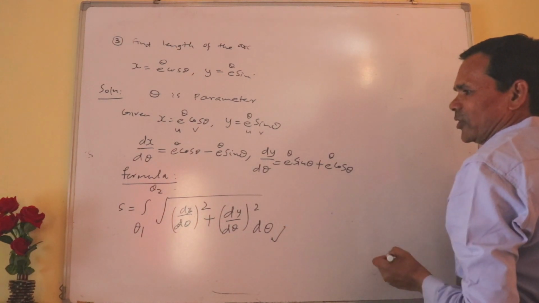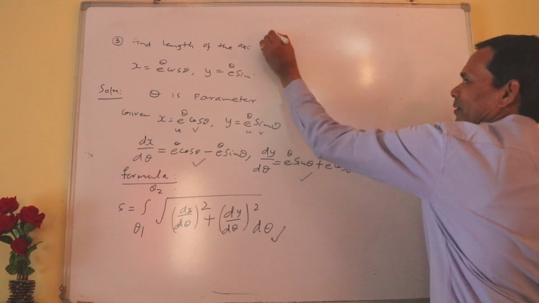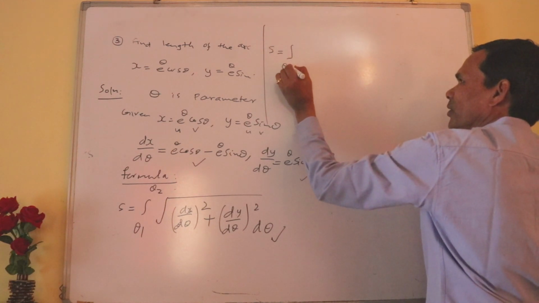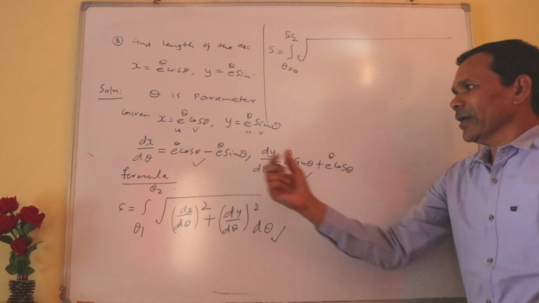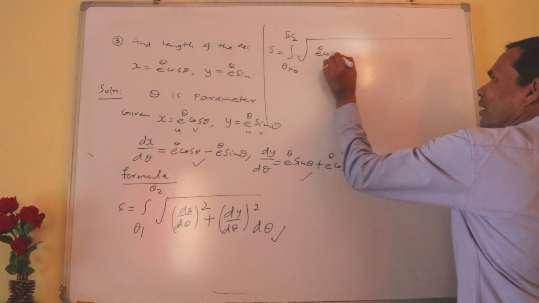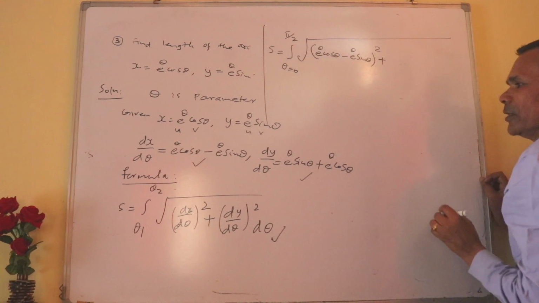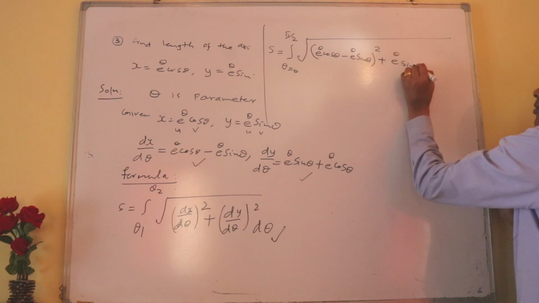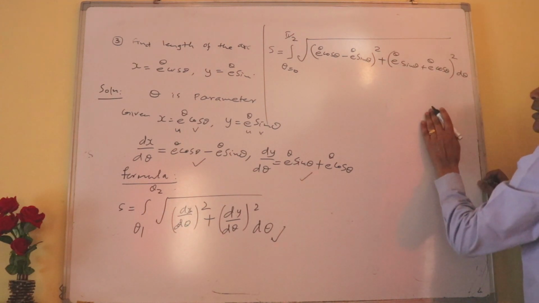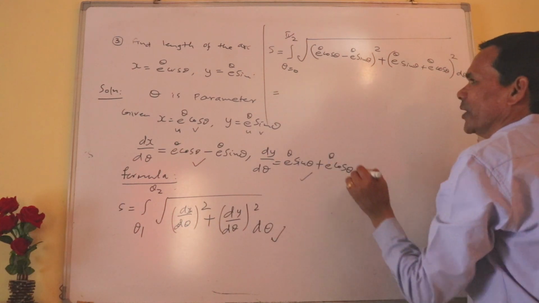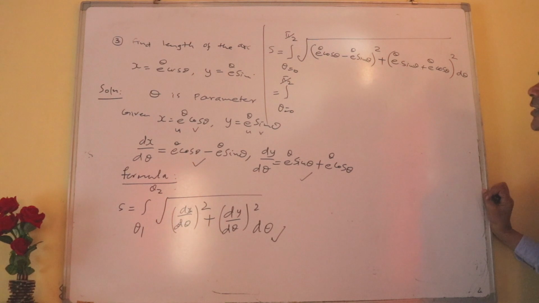So substituting these expressions for the differentiations in this equation, s is equal to the integral of theta, with given limits 0 to pi by 2, root of e raised to theta cos theta minus e raised to theta sin theta bracket square plus e raised to theta sin theta plus e raised to theta cos theta bracket square into d theta. I just take e raised to theta outside here. Theta varies from 0 to pi by 2, and open the bracket.